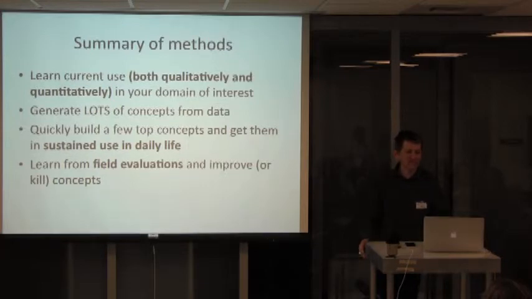So just as a summary, we think it's really important before you start to do some generative research, both qualitatively and quantitatively, in your domain of interest. Generate a ton of concepts from your data. From all the studies that we do, we usually generate 100, 200, 300 different concepts that come out of it, and then prioritize them and implement maybe 4 or 5 of them. And quickly build out those top concepts and see how they're used, sustained use in daily life, and then learn from those field evaluations so you can improve your concepts or just kill things that aren't working out.